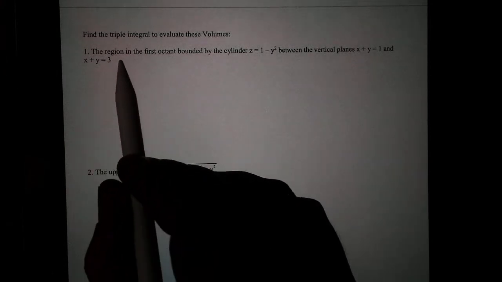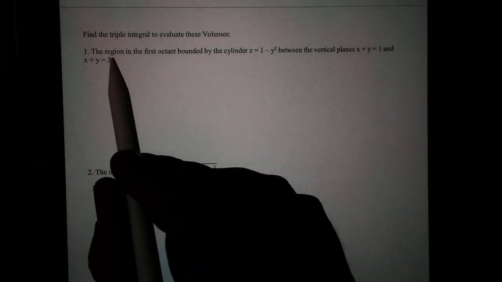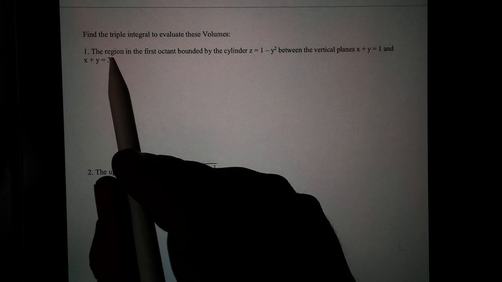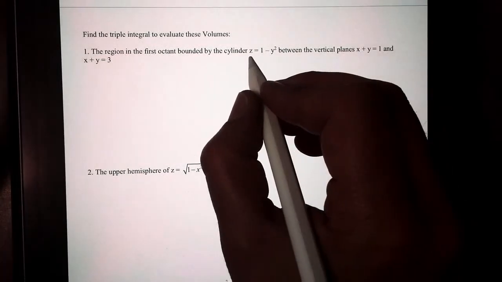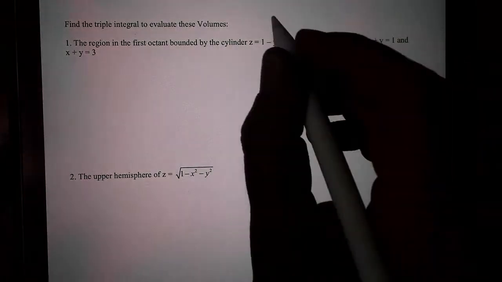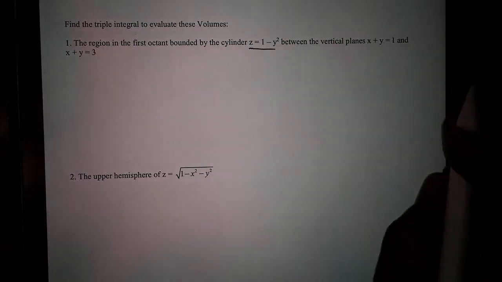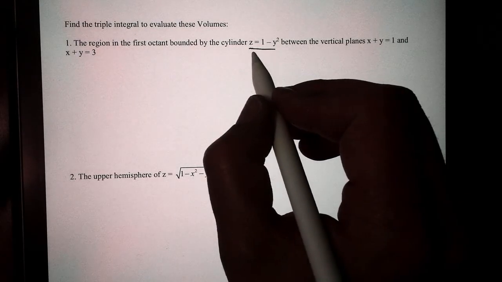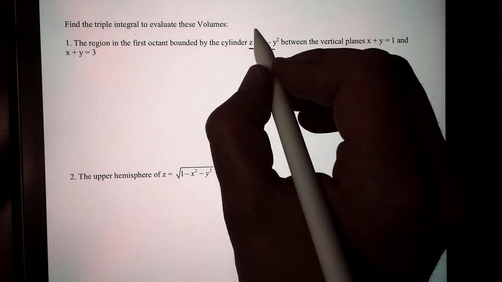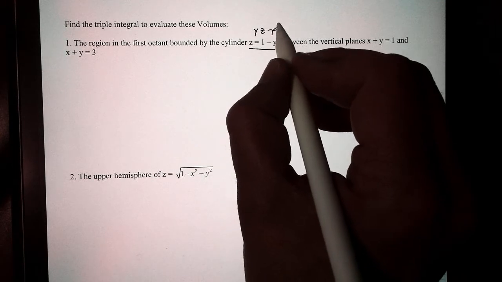We want to find the triple integral to find the volume encompassed by the region in the first octant bounded by the following cylinder. So we're bounded by this cylinder right here. Now this cylinder is going to be on the YZ plane. So we'll talk about that in a second. You've got to remember how to graph these from earlier this year.